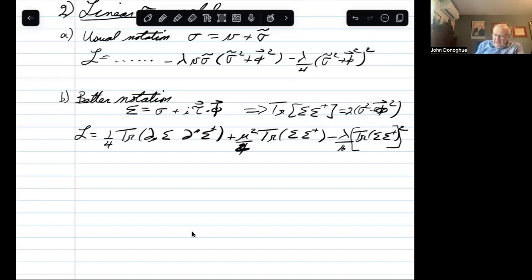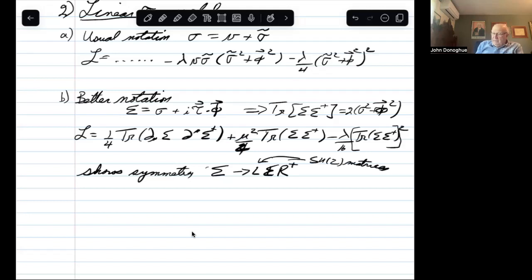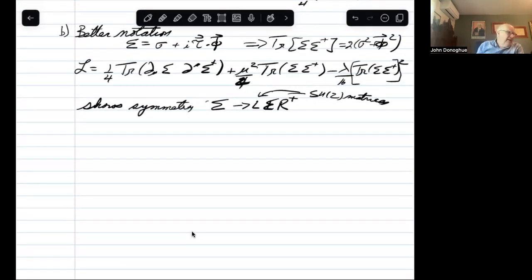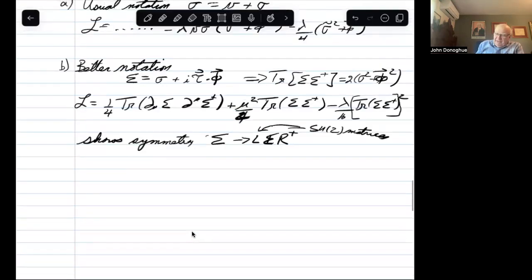The beauty of this one is that it's an intermediate step to where I want to get, but it also shows the symmetry. The full symmetry of the theory, which may not have been obvious, is that Sigma gets transformed to L Sigma R dagger, where L and R are SU(2) matrices. You can see the symmetry because the trace of Sigma dagger Sigma is invariant and these are just constant matrices, so they commute through derivatives. Anyhow, the symmetry is obvious there. That, however, is just an intermediate step.